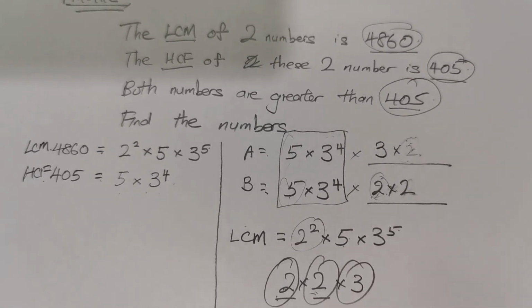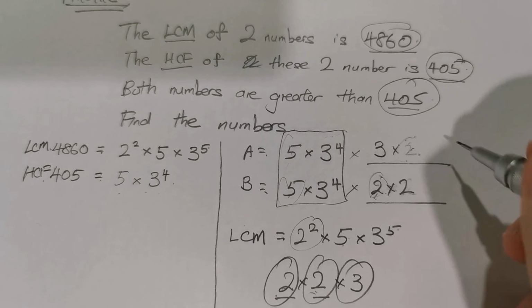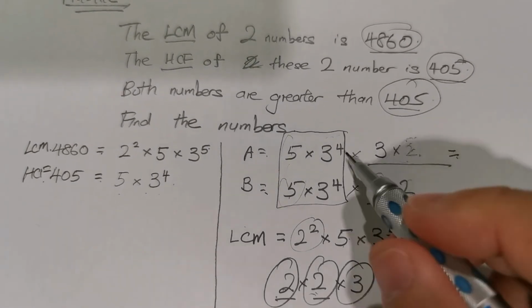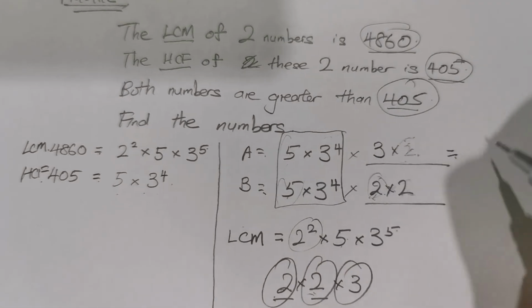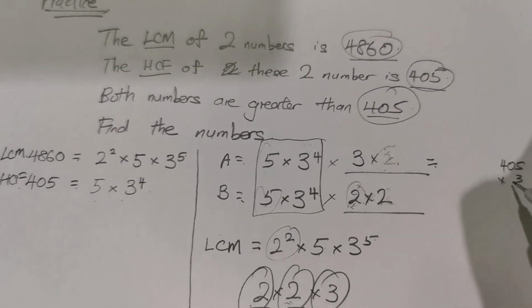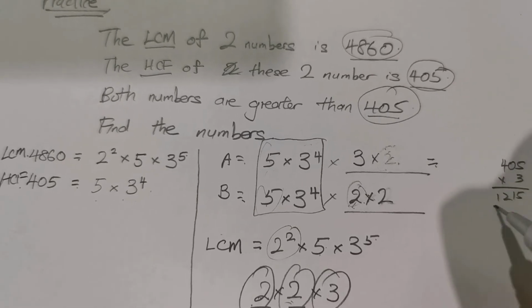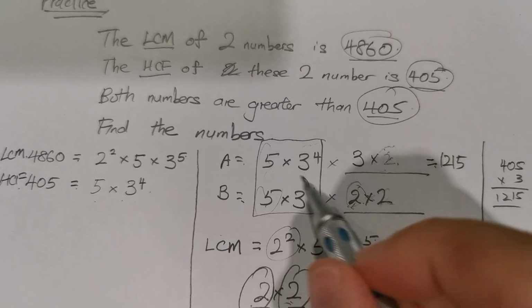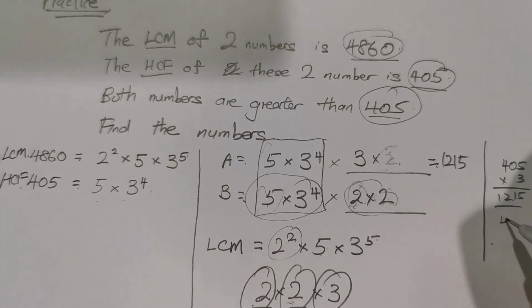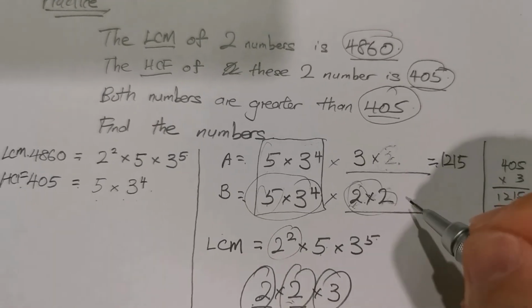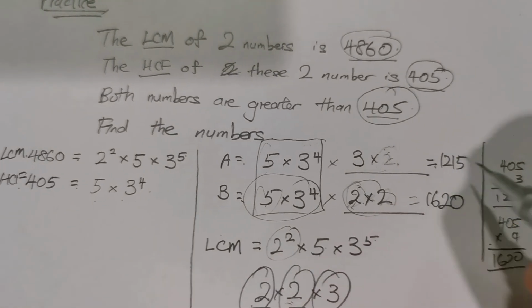So if you have done this correctly and you do the necessary check, then you will get the answer. So this is 405 times 3. Sorry, need to work out. 405 times 3, 15, 2. So it gives you 1215. So that's the first answer. 405 times 4, that's 20, that's 16. So the answer is 1620.